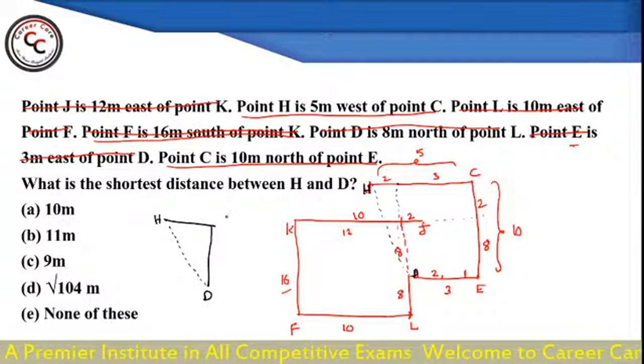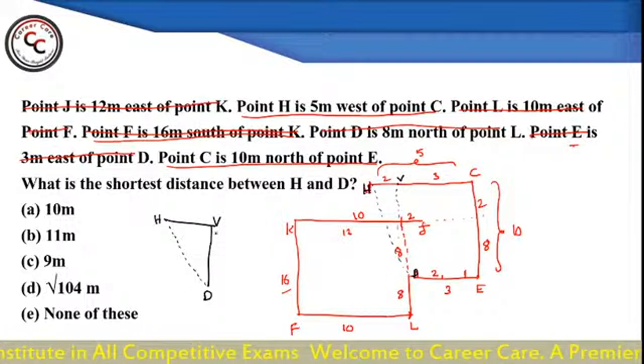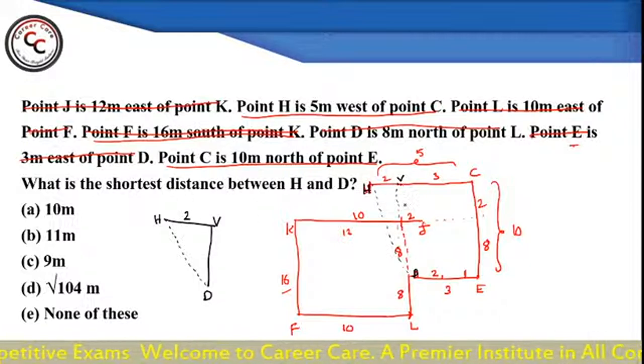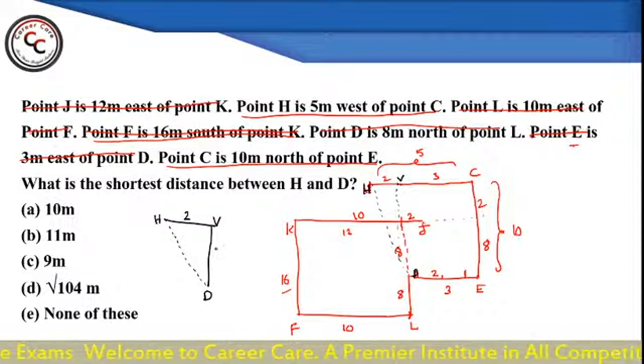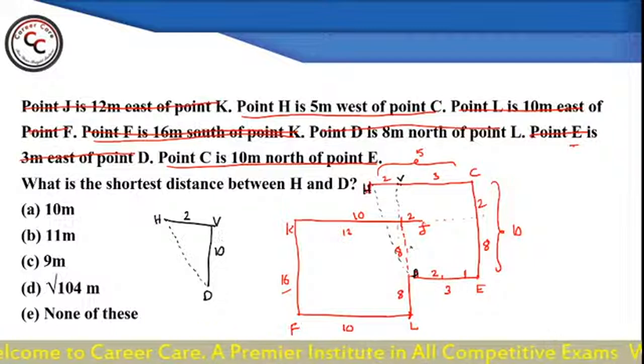So let's take this as a virtual point V. So HVD is a right angle triangle, right angled at H. So the distance between H and V is 2 meter. And the distance between V and D is 8 plus 2, which is 10 meter. Deepika is saying option D. Nice, very good. So the distance between V and D is 10 meter.